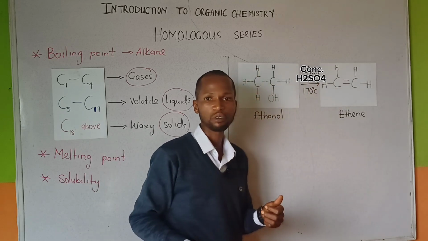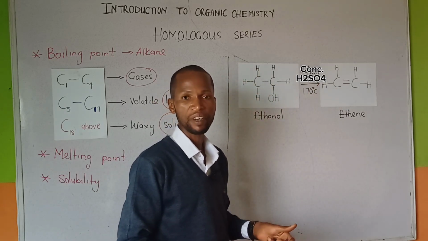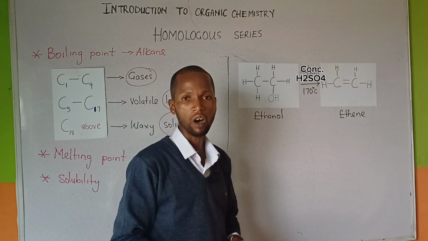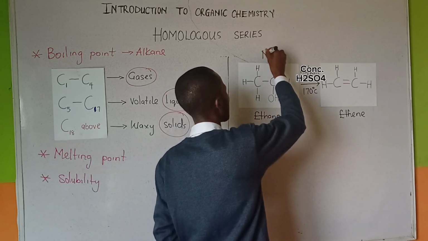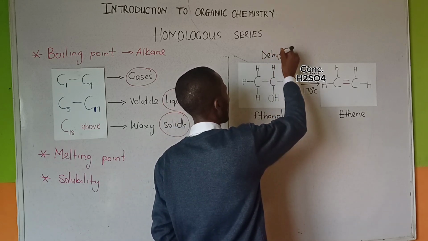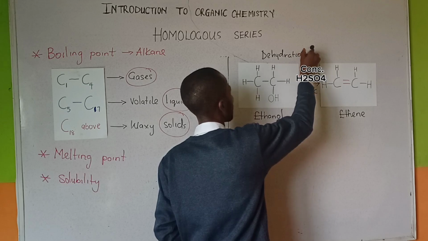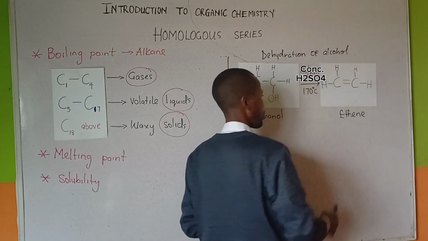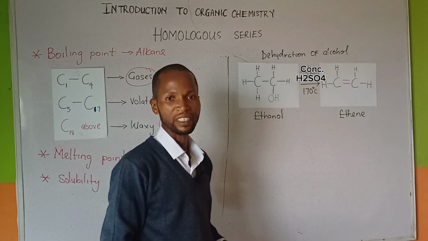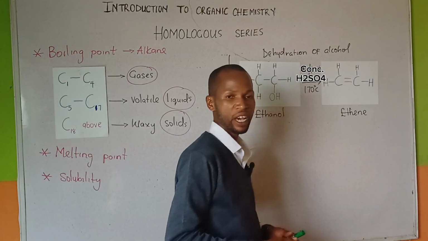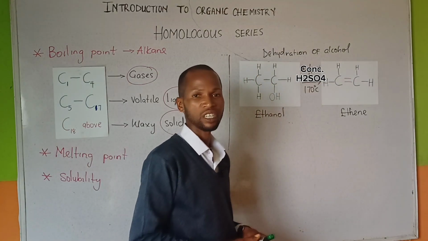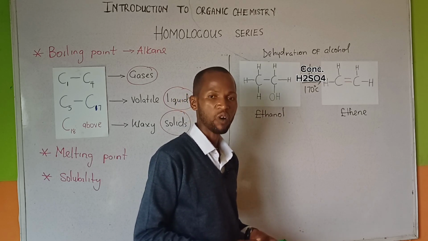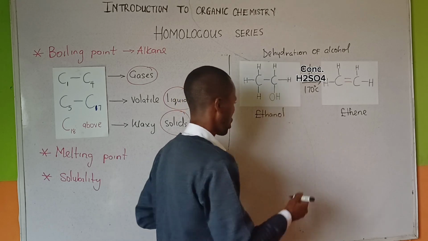By the time we get to reaction processes or reaction types, we will talk more on this. So the process is dehydration of alcohol. So we've been able to form ethene. Similarly, we have the dehydration of the third member of the alcohol, which is propanol.